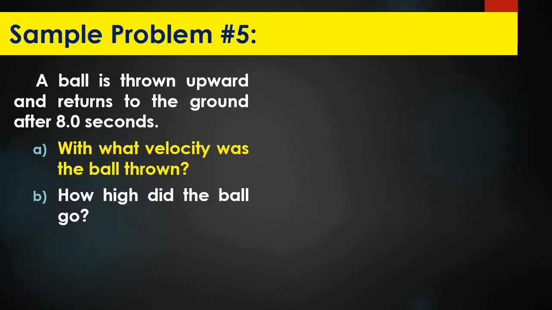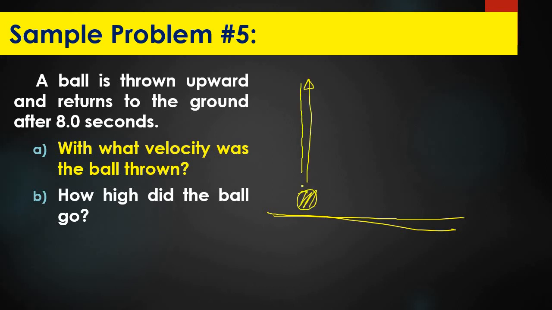Sample problem number 5. A ball is thrown upward and returns to the ground after 8 seconds. With what velocity was the ball thrown? How high did the ball go? So, ito yung ground. Meron tayong bola na ibato pataas. Saka bumalik after t is equal to 8.0 seconds. Now, yung first question ay, with what velocity was the ball thrown? I-throw mo upwards, so anong velocity yan? So, that's Vi. How high did the ball go?